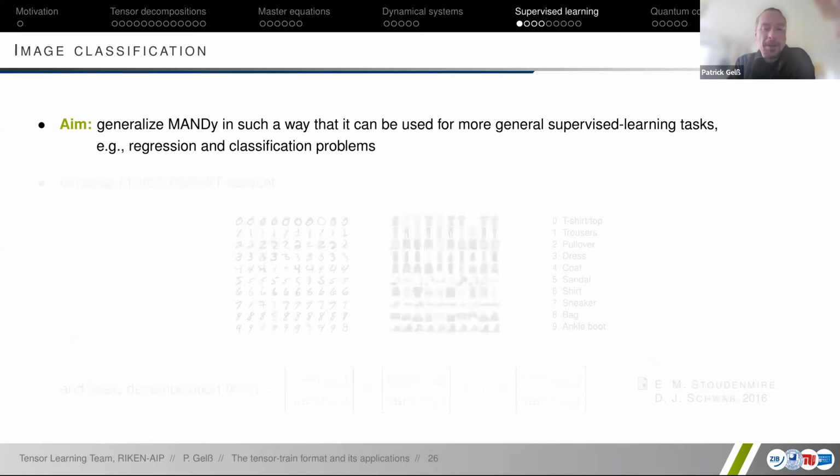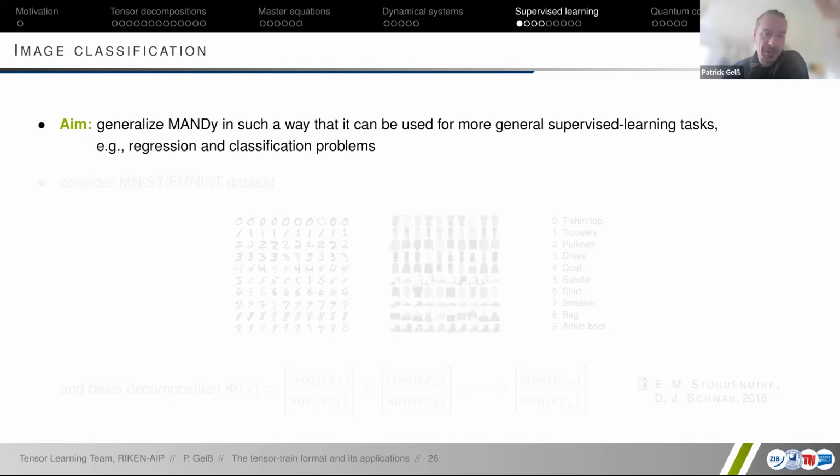Okay, so then another application area is of course supervised learning. These tensor decompositions enable us to take high-dimensional data and represent it in low-dimensional form. So it is more or less obvious that it may be applied to supervised learning problems and benefit from this fact. Our intention was to take MANDy, which we introduced in the context of system identification, and apply it to more general supervised learning tasks.